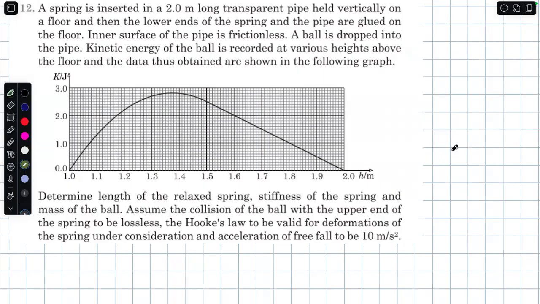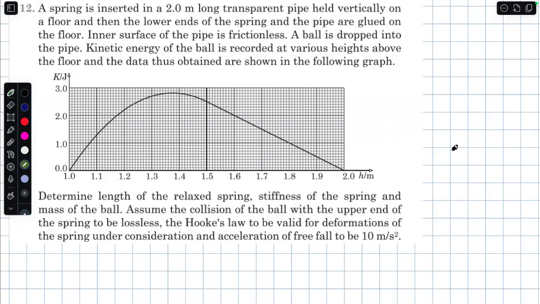Study the graph. A spring is inserted in a 2-meter long transparent pipe held vertically on a floor. The lower end of the spring and the pipe are glued to the floor. The inner surface of the pipe is frictionless. A ball is dropped into the pipe. The kinetic energy of the ball is recorded at various heights above the floor, and the data thus obtained are shown in the following graph.